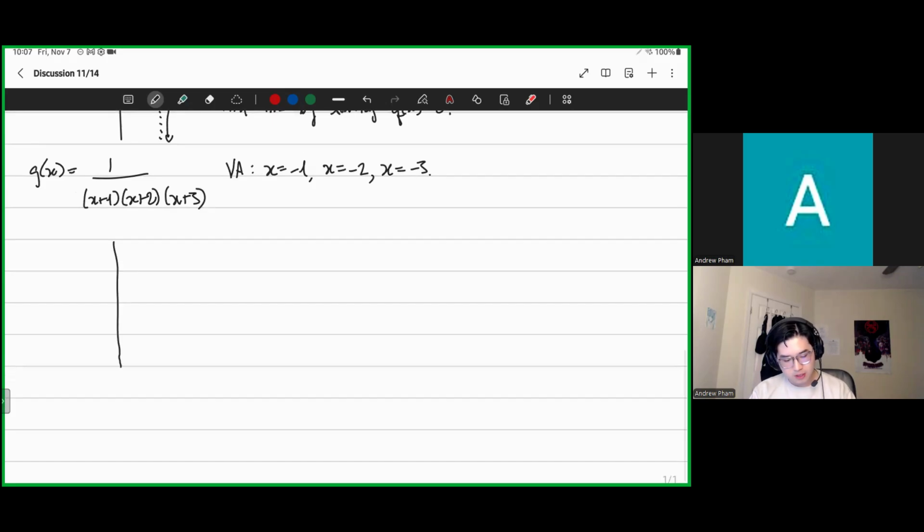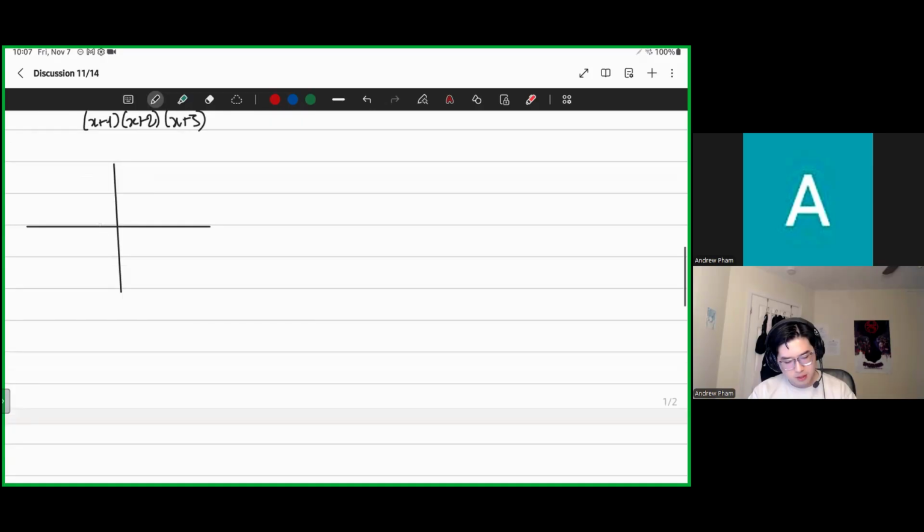So if I draw a coordinate plane, without actually drawing the graph, I can draw the vertical asymptotes. This is minus 1, minus 2, and minus 3. You're going to have dashed lines at minus 3, minus 2, and then minus 1, as so. So x equals minus 3, x equals minus 2, x equals minus 1. Okay?